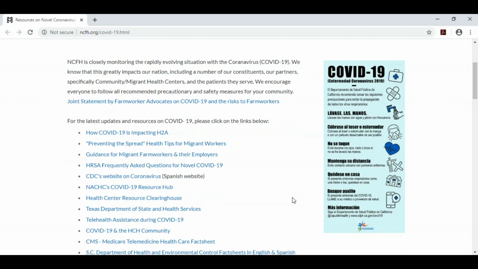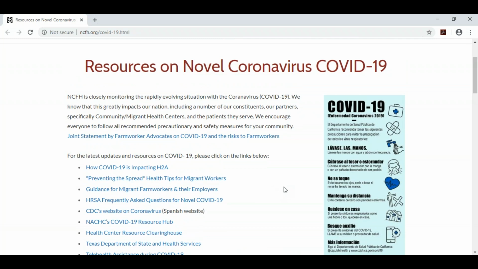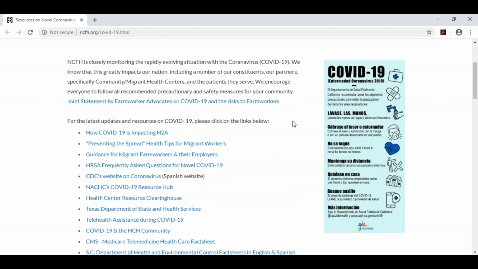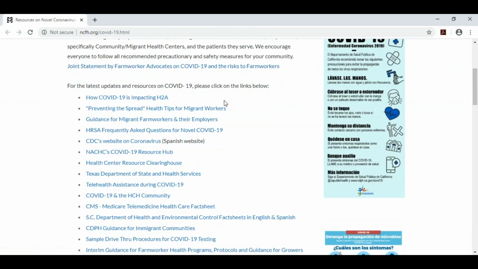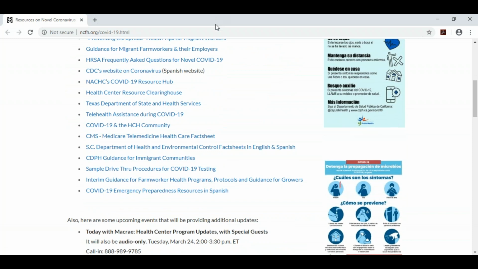NCFH, as part of the Farmworker Health Network, is also working with the FHN to develop resources now in response to COVID-19 that are specific to agricultural workers. The ones on our current website may include this, but most of them are related to information about the pandemic, information about ways different service deliveries are being adapted to what's going on right now. And there are resources in English and Spanish. And we will continue to update that as new information becomes available.